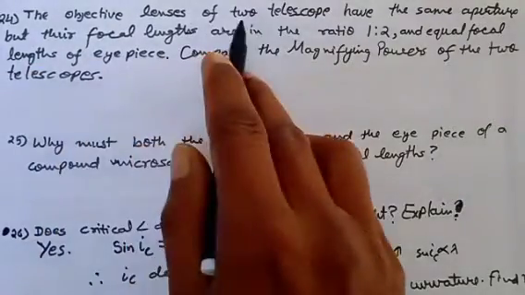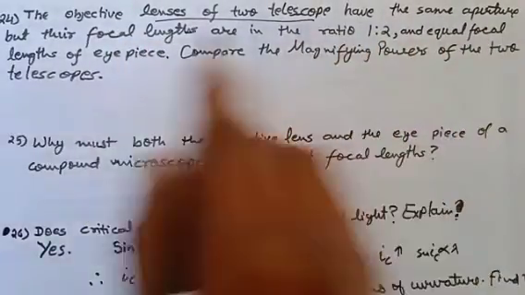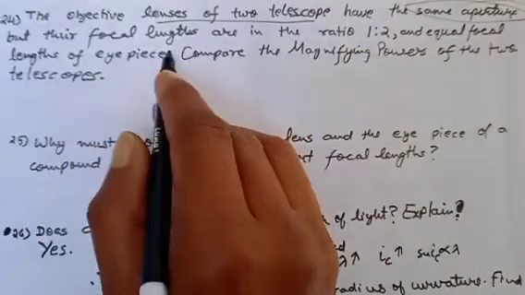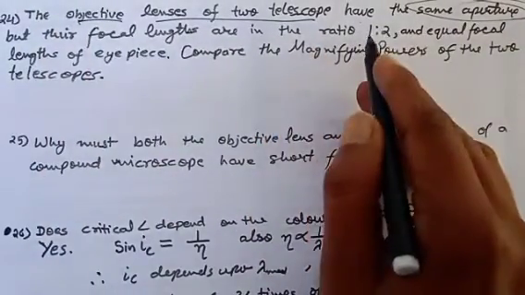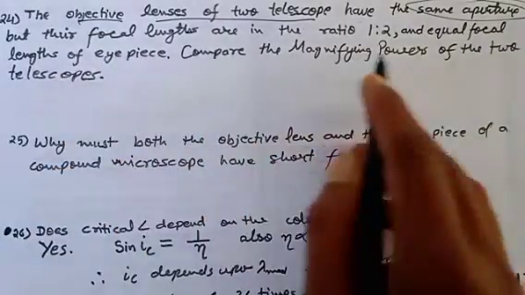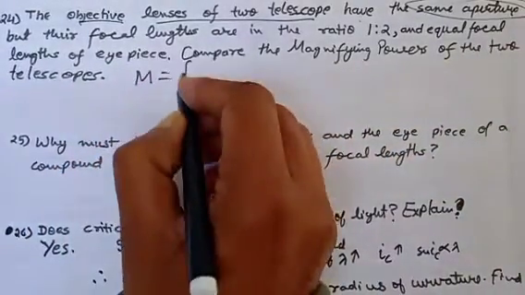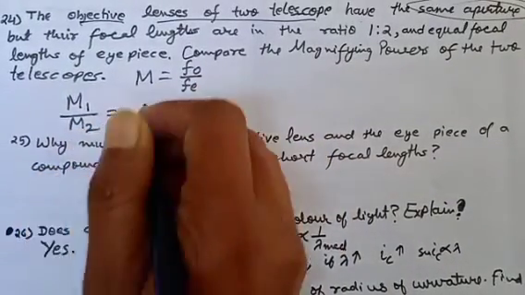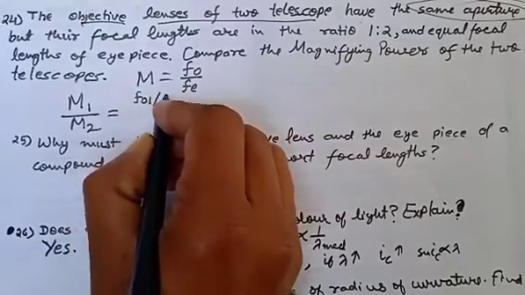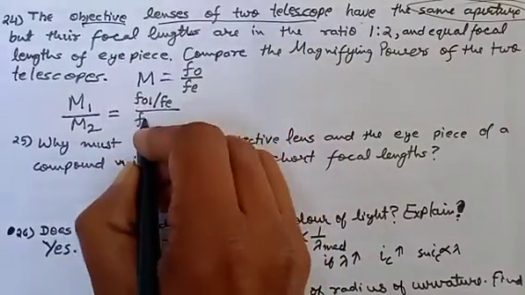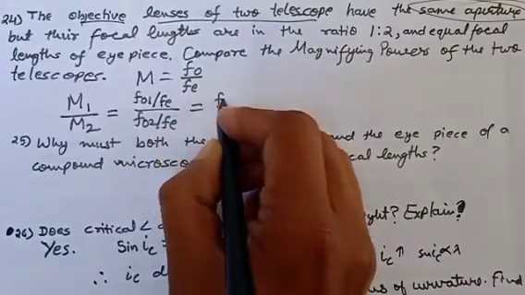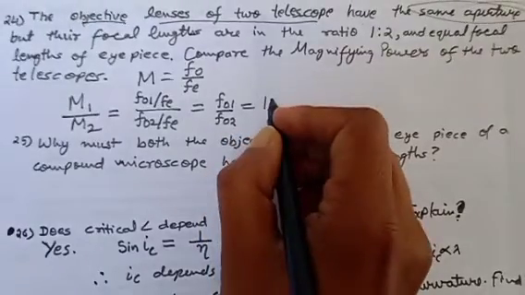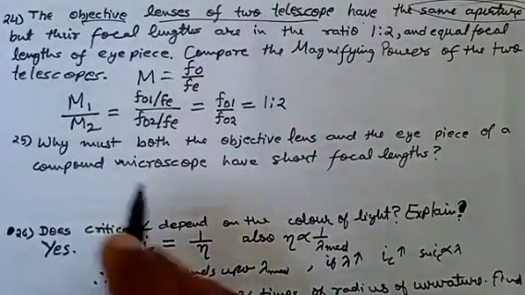All right, the objective lenses of two telescopes have the same aperture, but their focal lengths of objective are in the ratio 1:2, with equal focal length of eyepiece. Compare magnifying power. We know the power is FO by FE. So for two lenses, M1 by M2, we can have FO1 by FE upon FO2 by FE. FE is the same, so we can say FO1 by FO2, and their focal lengths are given in the ratio 1:2. So the answer is 1:2. Simple question, a 1 mark question.